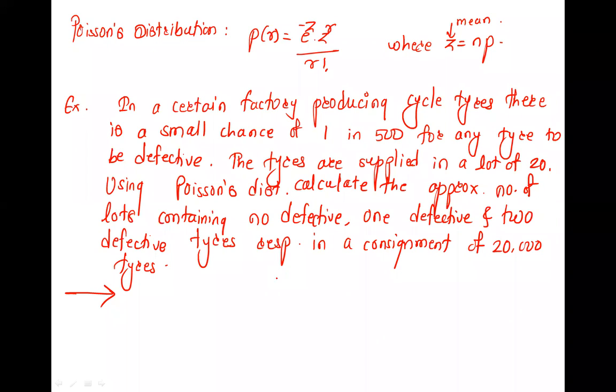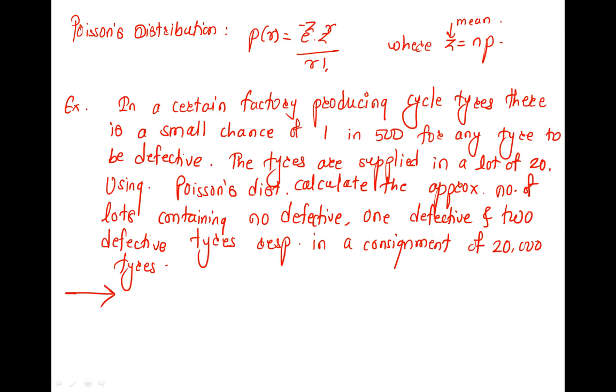Using Poisson's distribution, calculate the approximate number of lots containing no defective, one defective, and 2 defective tires, respectively, in a consignment of 20,000 tires.